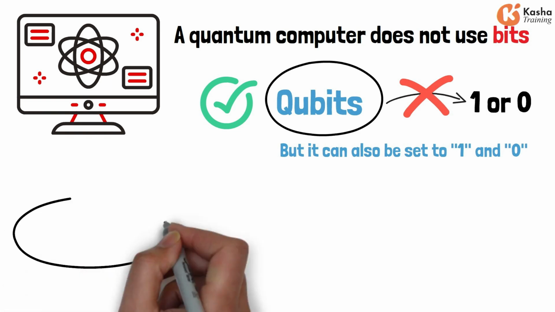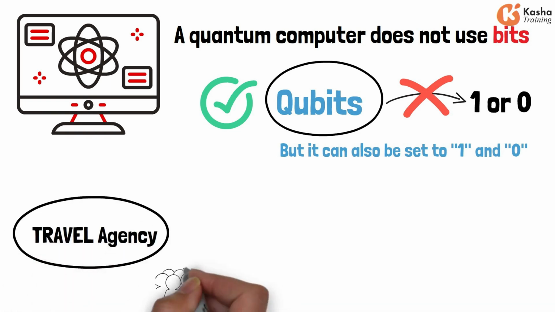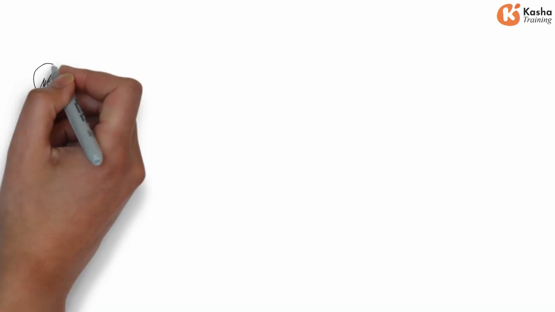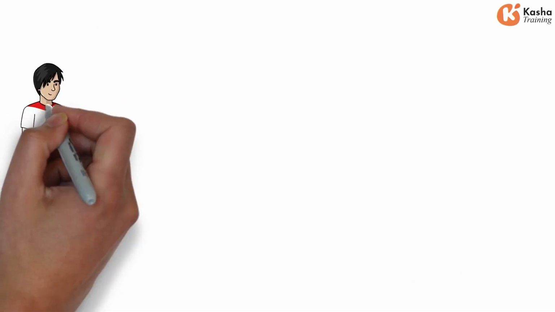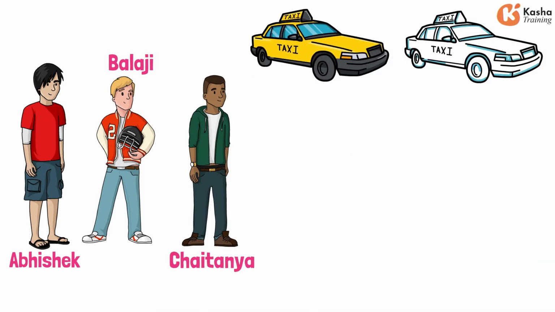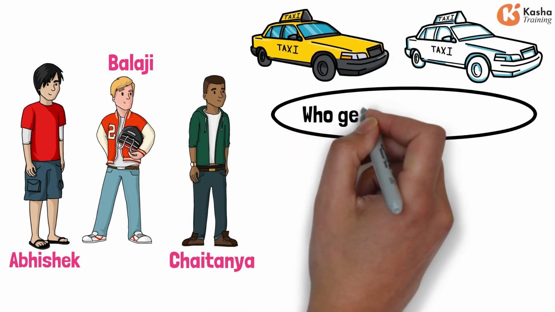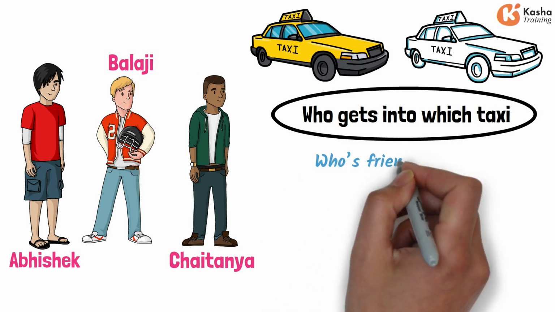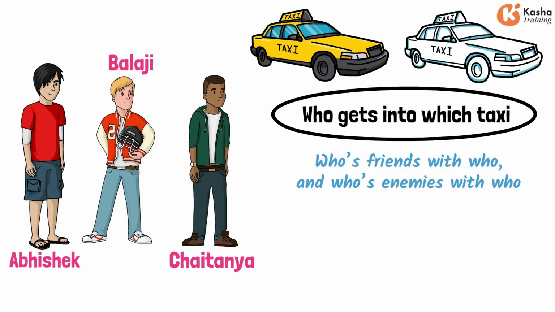Now, suppose you're running a travel agency, and you need to move a group of people from one location to another. To keep this simple, let's say that you need to move only 3 people for now: Abhishek, Balaji, and Chaitanya. And suppose that you have booked 2 taxis for this purpose, and you want to figure out who gets into which taxi. Also, suppose here that you're given information about who's friends with who, and who's enemies with who.